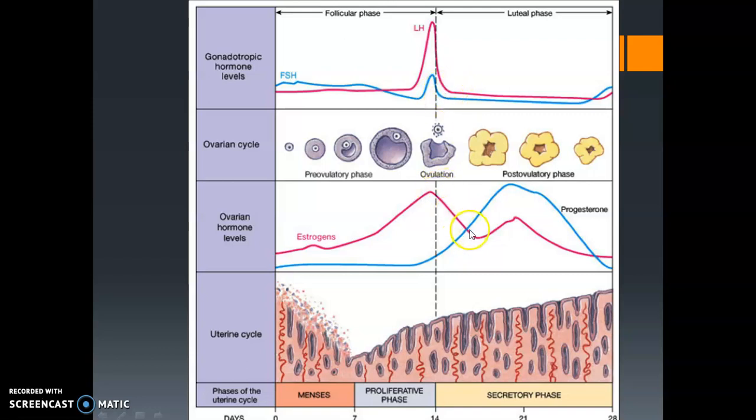And after ovulation, here you can see the ruptured graafian follicle is developing as the endocrine gland, which is called the corpus luteum, and this corpus luteum is producing the hormone progesterone. So there is an increase in the amount of progesterone after ovulation, and this progesterone together with estrogen is influencing the development of the uterine endometrium.